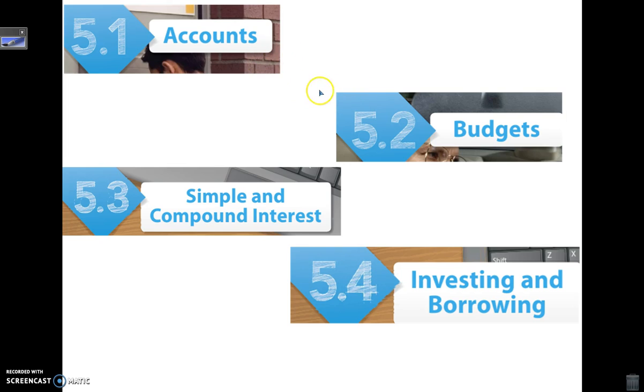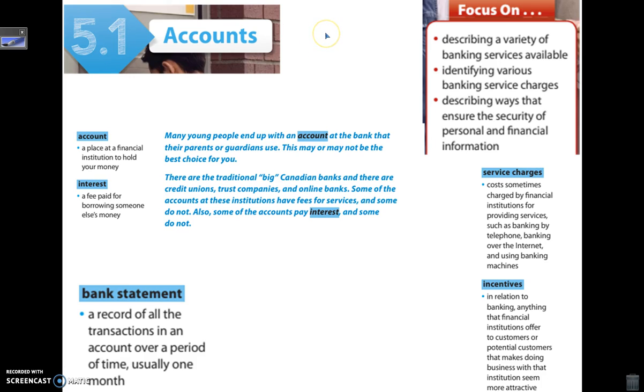Chapter 5 is broken down into 4 different sub-chapters. We're going to tackle accounts today. Next week is budgets. Then we'll have simple and compound interest, and then investing and borrowing money. When it comes to accounts, we're describing a variety of banking services available. You'll have a Google Sheet to answer some of these questions and meet some of these outcomes. Identify various banking service charges, and describe ways that ensure the security of personal and financial information.